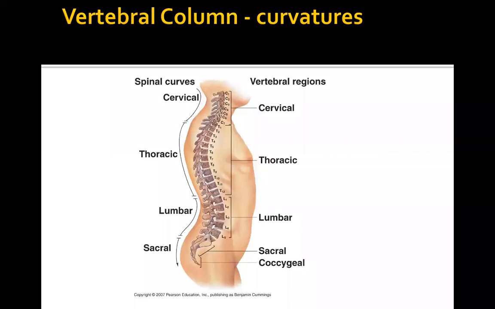Here you have another one towards the lumbar region, and then the sacral region also gives you another. So in all, how many do we have? 1, 2, 3, and 4 spinal curves or curvatures.